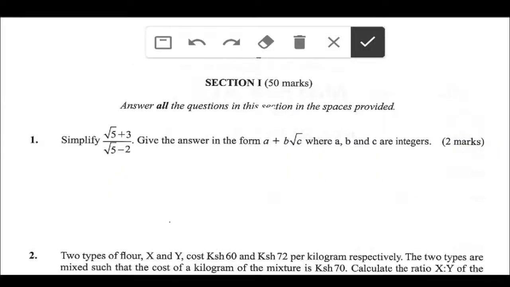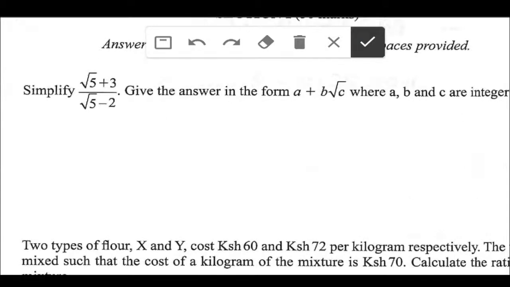We shall start solving section 1, and we shall start with question number 1. Simplify (root 5 plus 3) over (root 5 minus 2). Give the answer in the form a plus b root c, where a, b, and c are integers. This kind of question is from the topic surds, a Form 3 topic, and this requires us to do what's called multiplying by the conjugate.